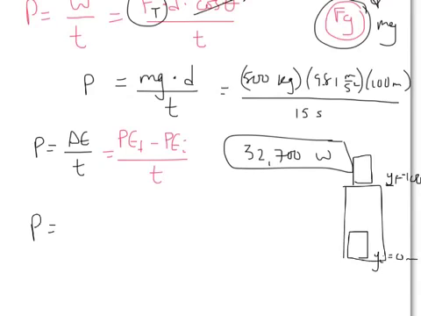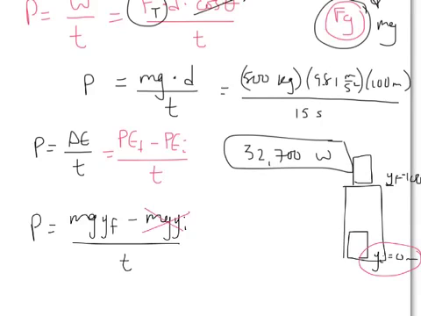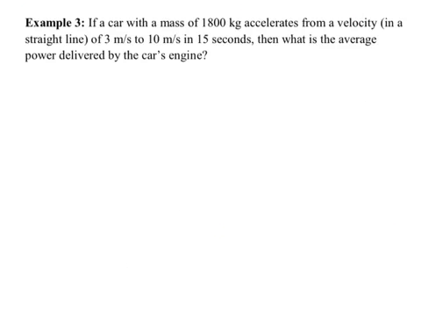So for this problem, when we continue writing our formulas, PEf is really mgyf, PEi is mgyi, all over time. But notice that because yi is 0, this part doesn't matter. So you end up with the exact same formula. This reduces to mgyf over time. Take a look: mgd over time, mgyf over time. They're identical because the distance traveled is 100 and yf also is 100. So even though I used this formula earlier, I could use this formula and then plug in these numbers to get the same answer.